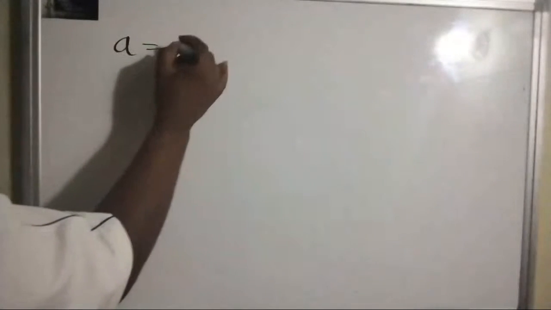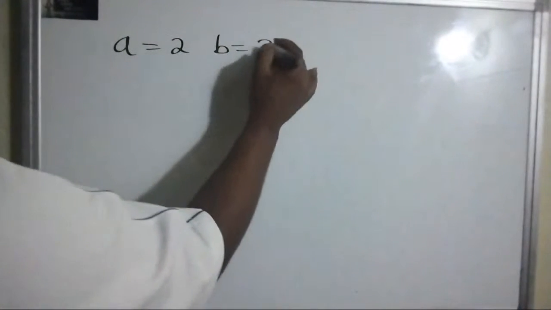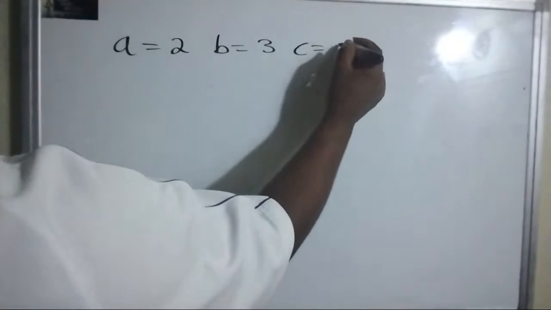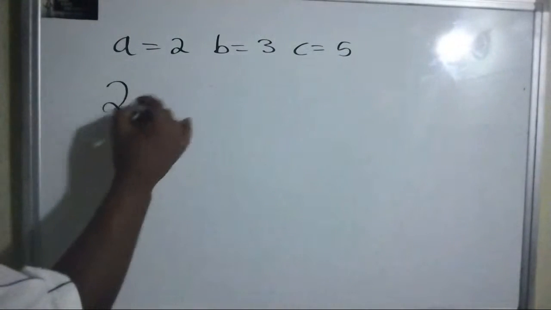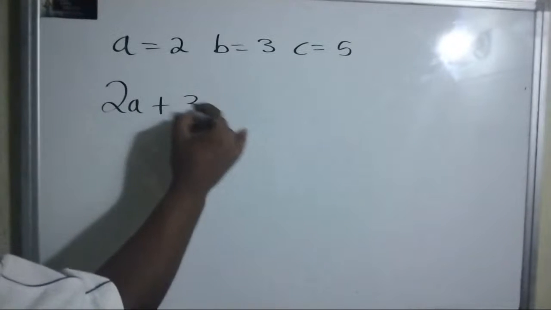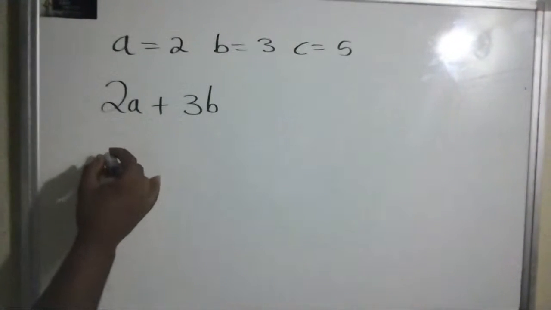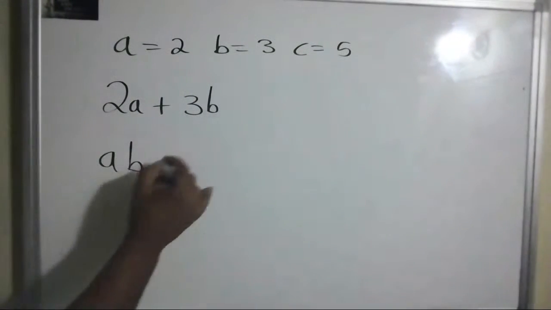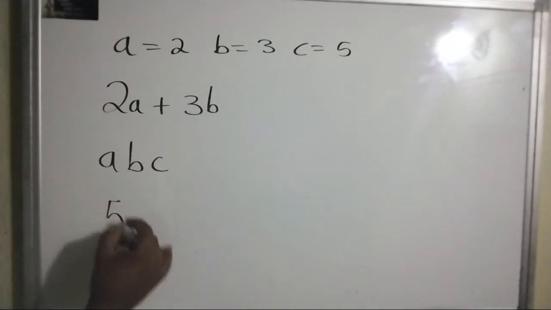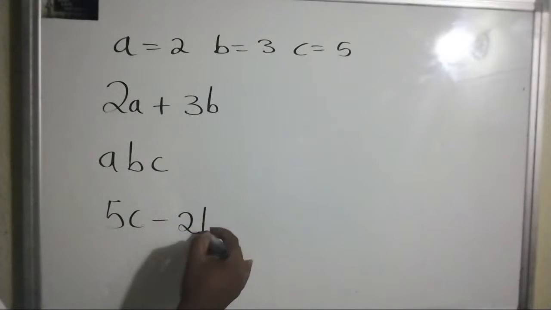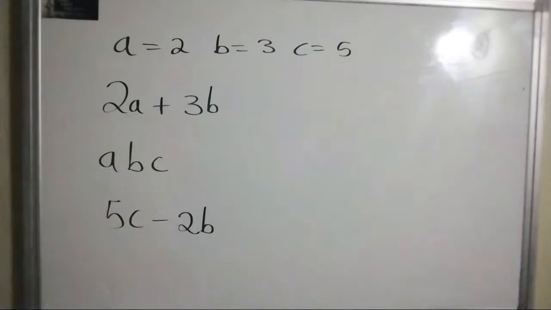So let us start off with a very simple one. At the PEP level, they do not give negatives. So let us do this, all positive numbers, alright? I want you guys to go ahead and tell me what's the value of 2a plus 3b, the value of ABC, and also 5c minus 2b. Go ahead and do those and then we can chat a bit on it.